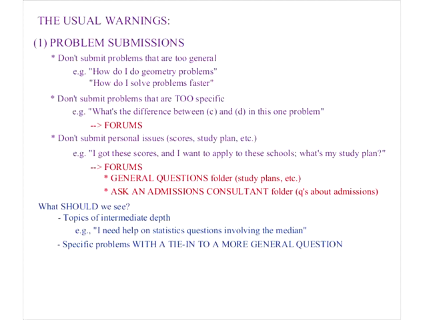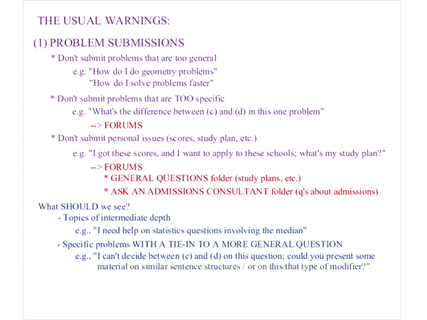So, I can't decide between C and D on this question. Could you present some material on similar sentence structures? Or on this or that type of modifier? Notice the difference. The difference between this and this is a pretty big difference. If you're just asking about one problem, we're not going to make a study hall out of that.